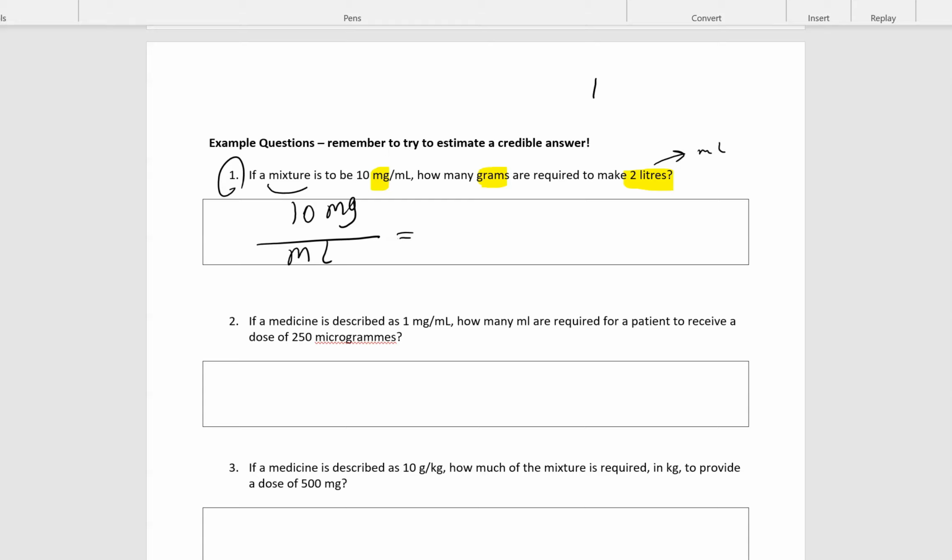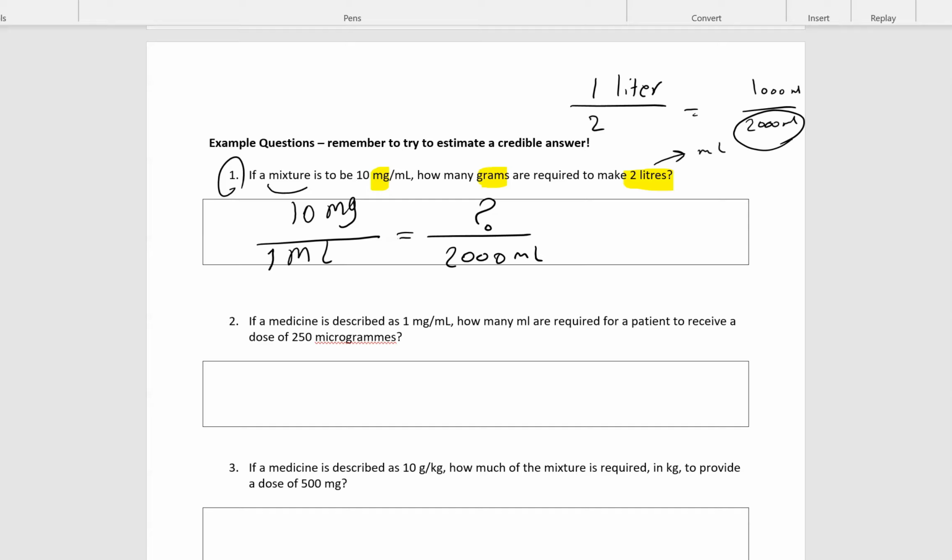So 1 liter equals 1000 milliliters. So if we have 2 liters, how many milliliters? 2000 milliliters. So answer this equation. 2 liters equals 2000 milliliters. Put your 2000 milliliters in here.